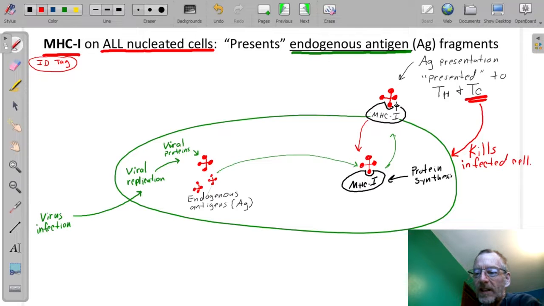But if the antigen is not recognized, then the rest of the immune system kicks in and we remove that cell from the body. That's the basic story. The next slide is with MHC2 and exogenous antigens.